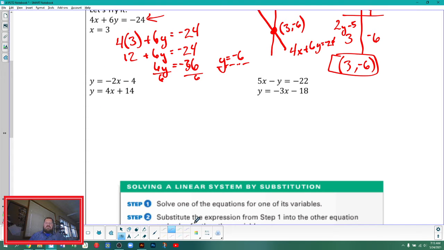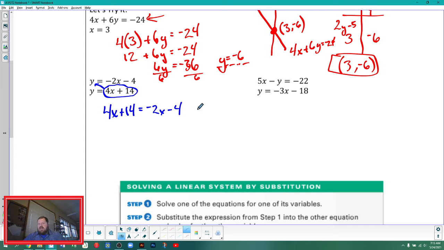On this one, I have both of them solved for y, which is kind of weird. But what I'm going to do is take this expression for y, this x expression for y, and plug it in to the other equation right up here. And I'm going to put it in for this y. So now my new equation is going to look like 4x plus 14 equals negative 2x minus 4. And a special thing has now happened. I don't have any more y's. I'm out of y's. My equation only has x's.